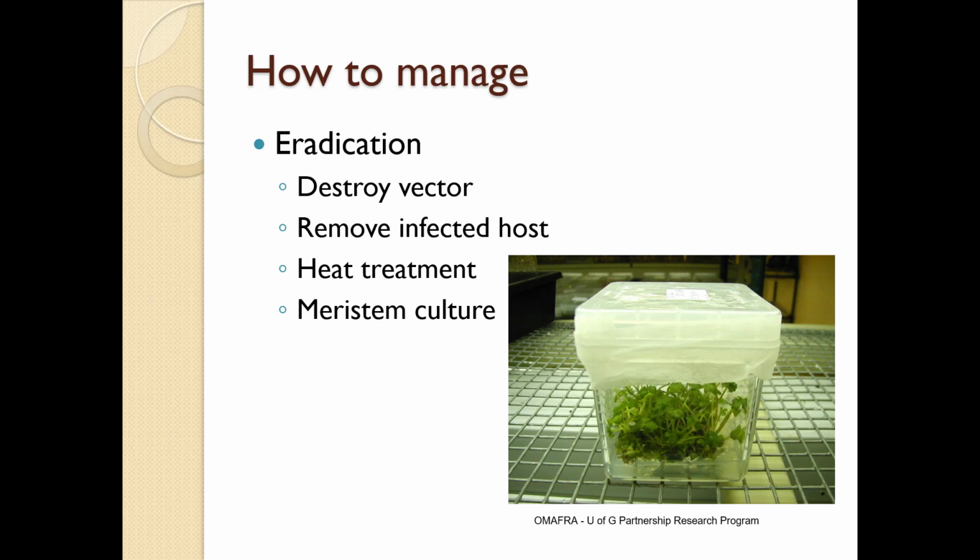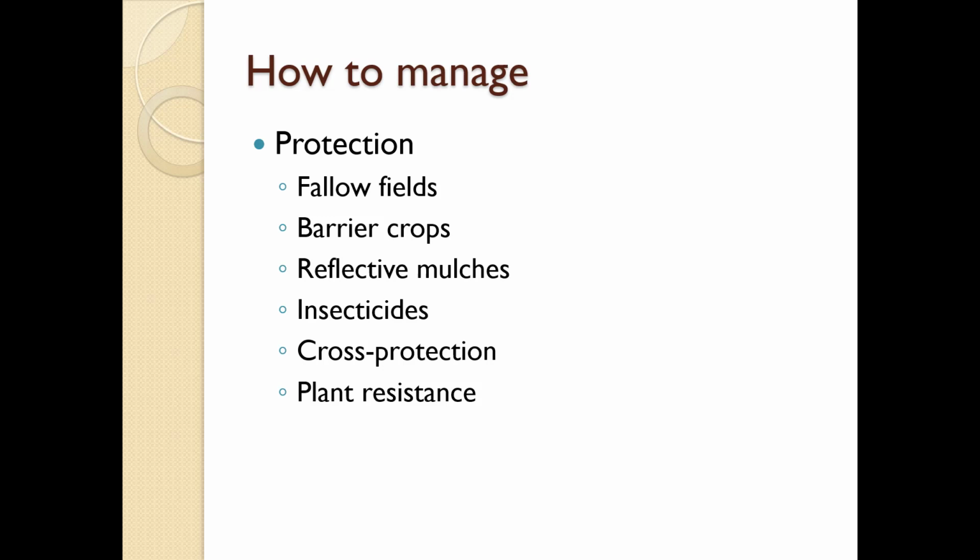Eradication, you can destroy the vector, remove infected hosts. You can use heat treatment. It's commonly used to inactivate the virus prior to culturing meristems in tissue culture. Protection would be having fallow fields, barrier crops, reflective mulches, and that's for the insects that are spreading them. Insecticides, and that's really the thing. There's no virucides. You need to deal with the insects that are spreading it. Cross protection and plant resistance.